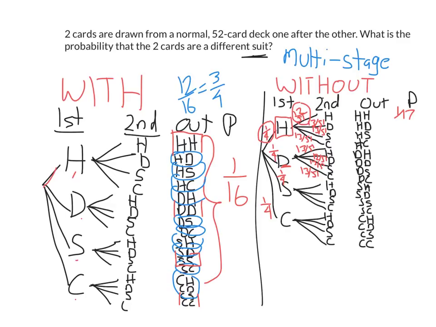If it's without replacement, there's just a slightly less chance you'll get 2 hearts, because if you get hearts the first go, it's taken out. So that'll be the same for all the doubles. The probability of getting this one will be 1 out of 17 as well. The probability of getting 2 spades will be 1 out of 17, and so on.